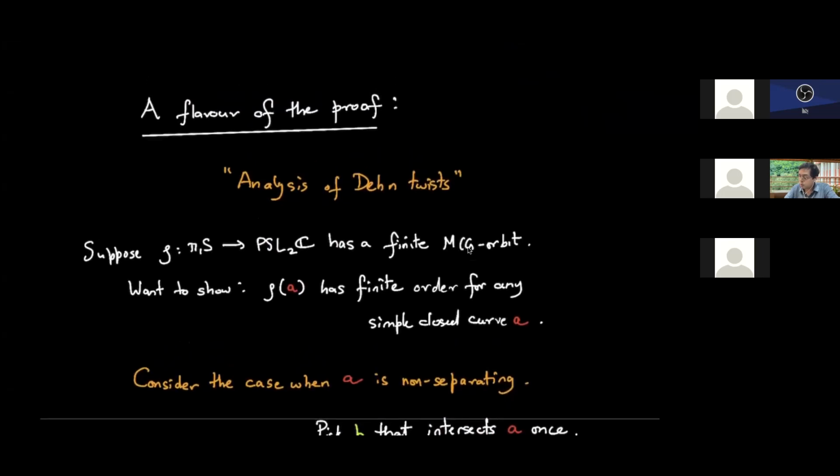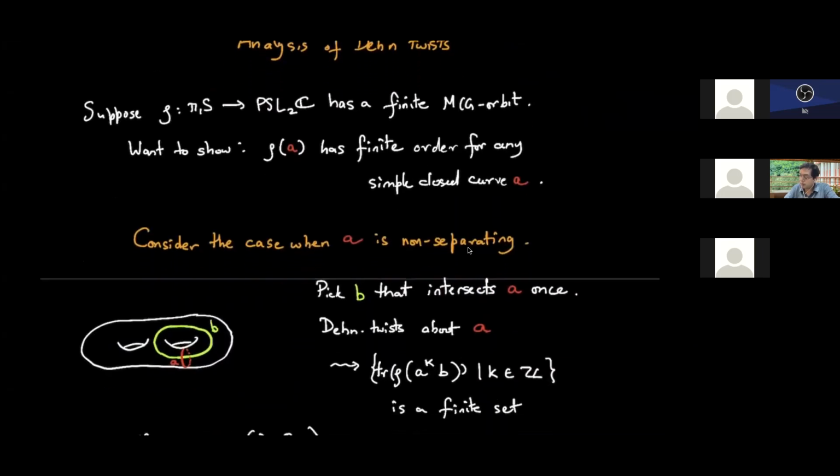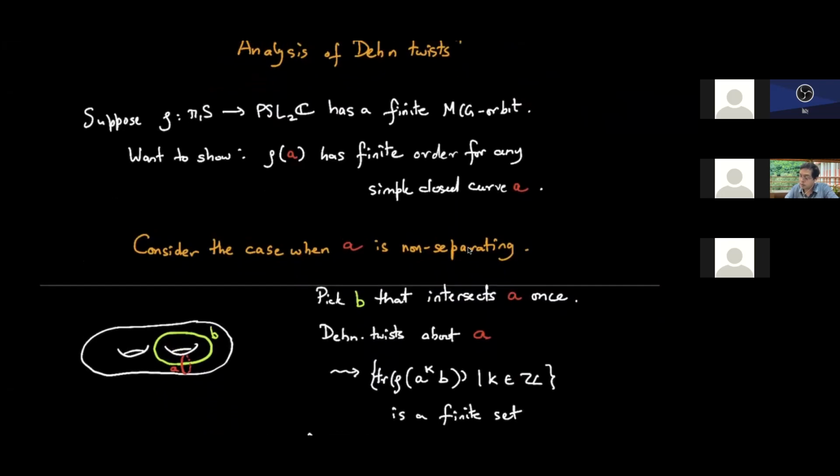So let's consider the case when A is non-separating. This is the picture here. If you cut along A, you don't disconnect your surface. Then you can pick a B which intersects A only once. The hypothesis about having a finite mapping class group orbit implies that the traces of these curves, rho of A to the k times B, which are the ones that you obtain when you Dehn twist B around A, form a finite set. These traces form the coordinates on this character variety.